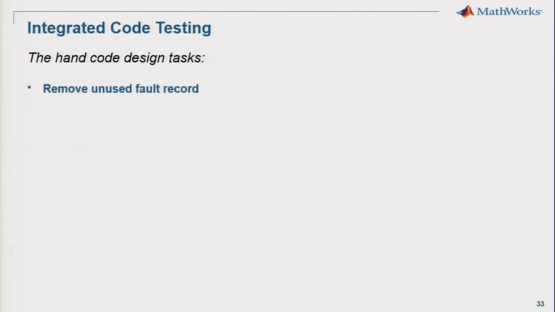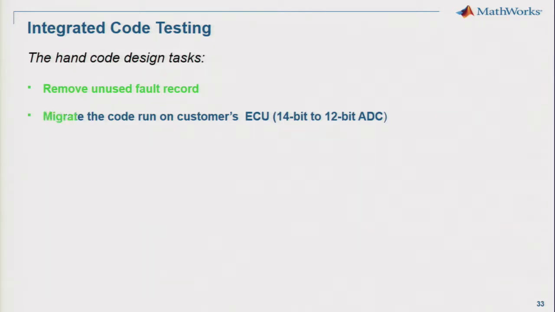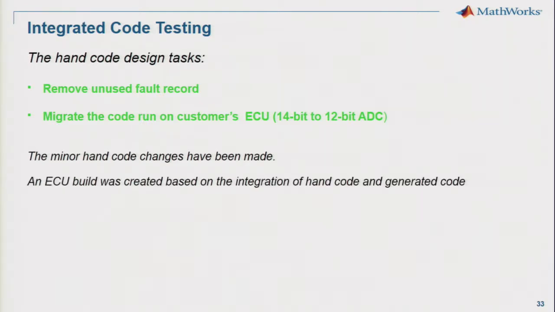My task is to remove the unused fault record, which is already done, and migrate the code, which is reading the 12-bit A2D instead of the 14-bit A2D data. And Chuck, I'll be honest, those are just minor changes that I have made, so that's already completed. So you feel pretty confident that it's going to work? I feel confident that it should. Okay. It should work. And the final ECU build is made, which contains the hand code, the S function, and the auto-generated code.